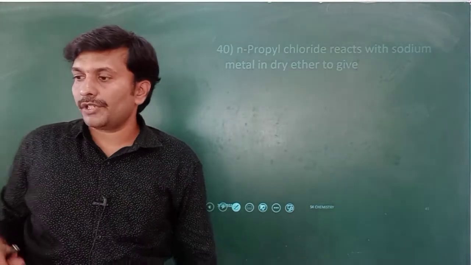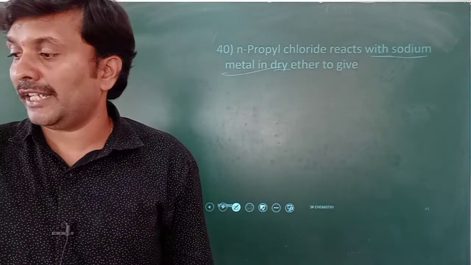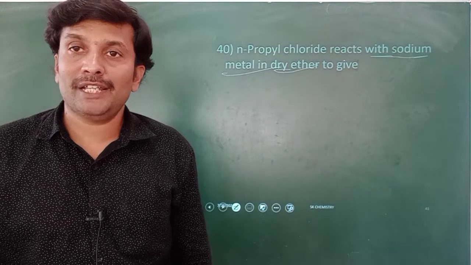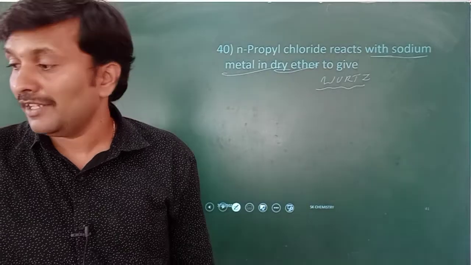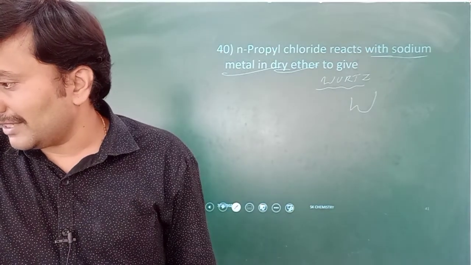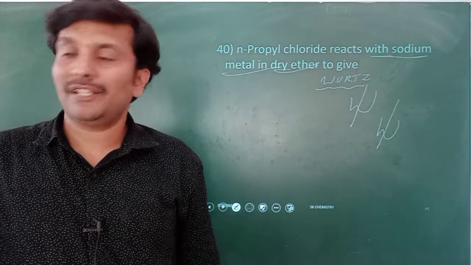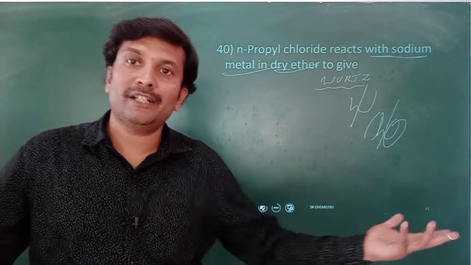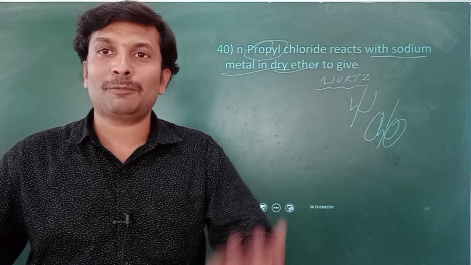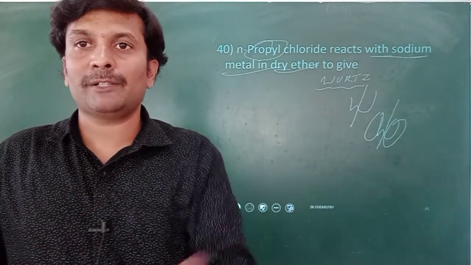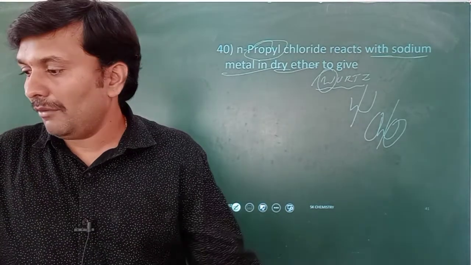When we come to the next question, n-propyl chloride. Very easy reaction. They gave sodium metal in dry ether. It's one of the named reactions, the Wurtz reaction. I always love to explain it because in Wurtz, W has a plane of symmetry. Join this and join this and you will get W. N-propyl means propyl plus propyl, 3 carbon plus 3 carbon, 6 carbon. Hexane is the product. Over.